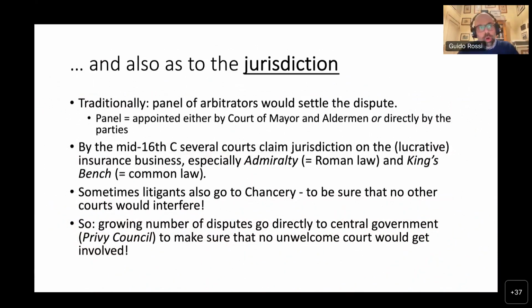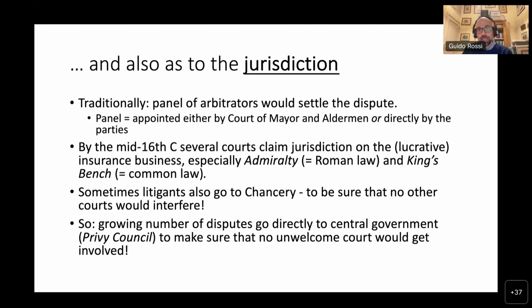So we have growing uncertainty about the rules which should be applied, but also about the jurisdiction. Why is that? Because courts begin to smell money, basically, begin to see that there is money in insurance and begin to insist that they have jurisdiction on it. Traditionally, when merchants would quarrel, would dispute over an insurance policy, they would resort to a panel of arbitrators, fellow merchants who knew the customs and would settle the dispute in an equitable way. But in the middle of the 16th century already, we have different courts, each one claiming exclusive jurisdiction on insurance.